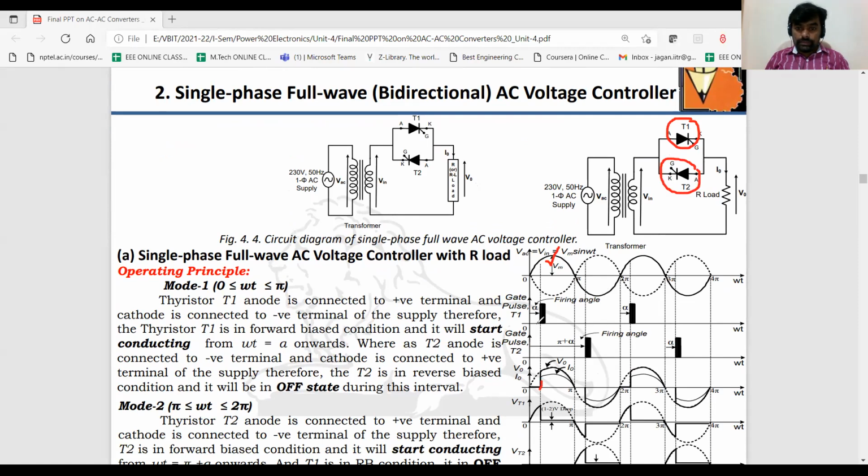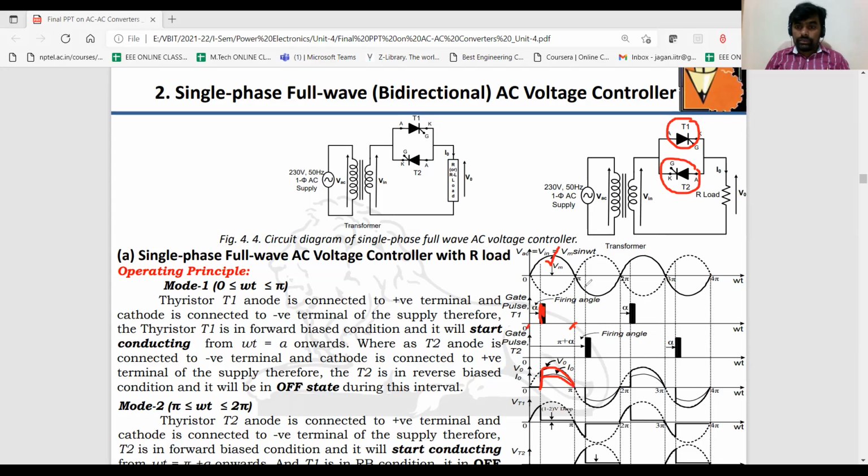You can see from 0 to pi, T1 will be in forward bias condition. So I can trigger T1 at any instant of time from 0 to pi. I have given the triggering pulse to T1 at this particular point. From this particular point onward, the output voltage follows the input voltage. Since the load is a resistive load, the current and the voltage are in phase.